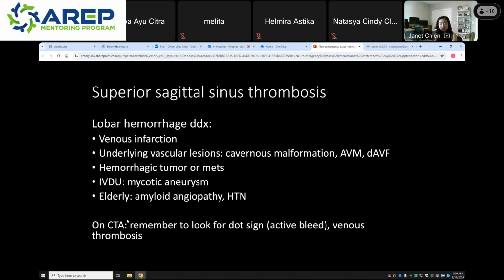So on CTA, in addition to looking for underlying AVM, AVF, remember to look for that dot sign for potential mycotic aneurysm if there's relevant history and active bleed, as well as looking at your dural sinuses to look for venous thrombosis. Any questions?